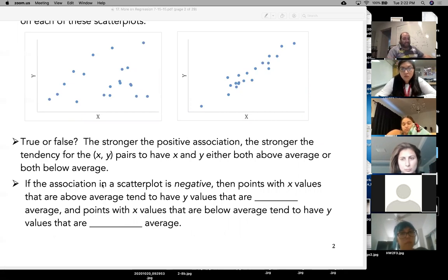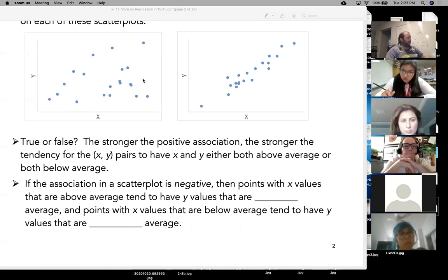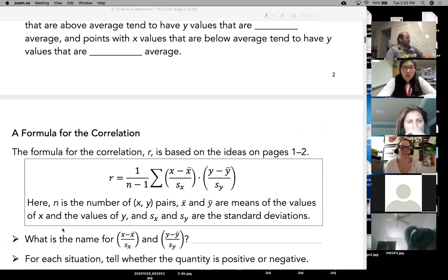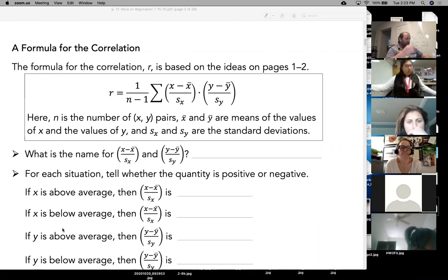If the association is negative, then we expect it to go this way instead, correct? Yes. And in that case, we expect lots of them down here in the bottom right and lots of them up here in the top left. If the association is negative, then points with X values that are above average, to the right, will tend to have Y values that are below average, underneath. And points with X values that are below average, here on the left, are going to have Y values that are above average. Okay. And here is the actual formula for the correlation.